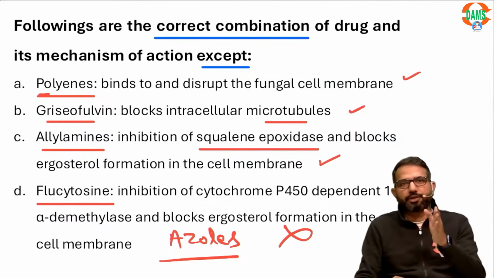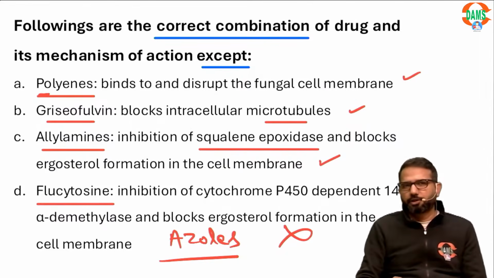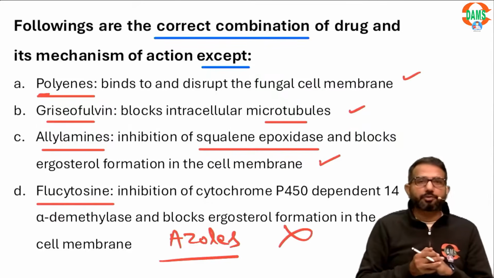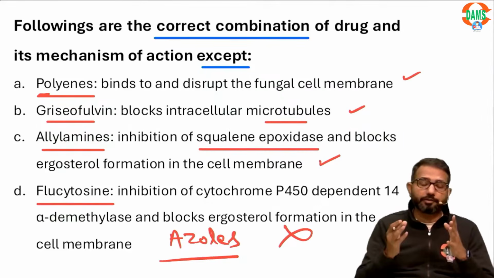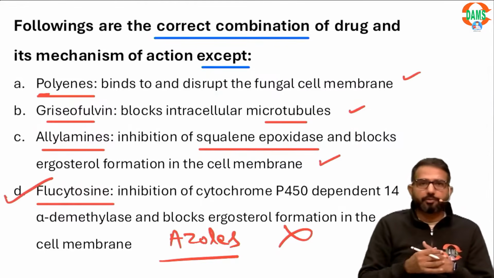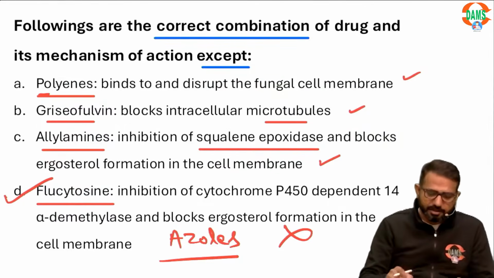Flucytosine, see the name, cytosine. So that is a metabolic inhibitor. Cytosine is the purine analog. Sorry, the pyrimidine analog. Flucytosine is a pyrimidine analog. The remaining pyrimidine analogs we use in cancer. Flucytosine is the pyrimidine analog used with amphotericin B for cryptococcal meningitis. So this mechanism is for azoles, not flucytosine. The correct answer is option D. So don't forget the mechanism of antifungals.